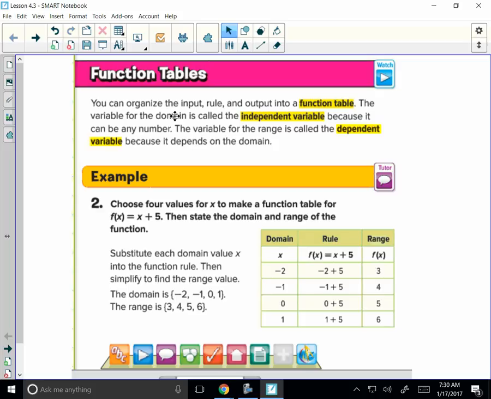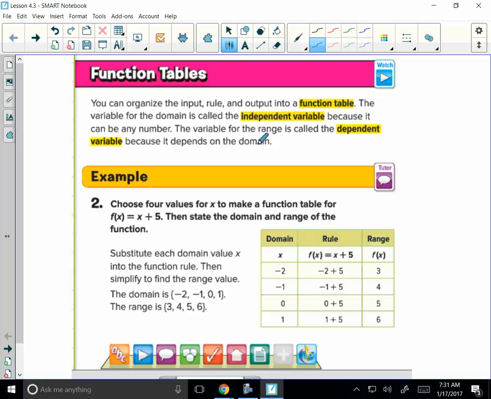We're going to look at function. Organize the input, rule, and output into a function table. So that's one of our vocabulary words. I'm going to show you exactly what that means. The variable for the domain is called the independent variable. So the x, domain, independent variable, all the same thing, because it can be a number. The variable for the range is called the dependent variable because it depends on the domain. So that's one way for you to remember it, kind of like input and output.